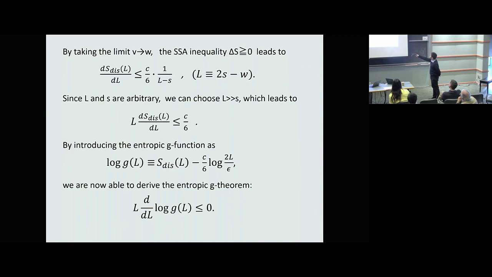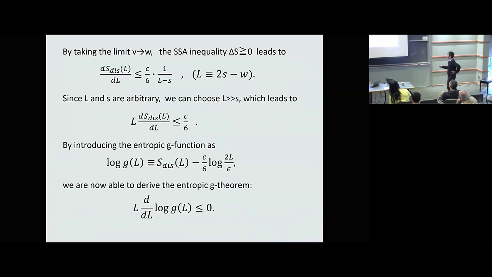But the point is that L and S, we can choose any value. This is a flexibility of this setup for any L and S. So we can assume L is very, very large, much larger than S. Then we can say that the strictest bound is C over 6 we get from this equation.